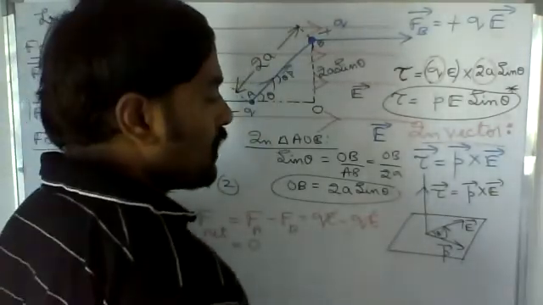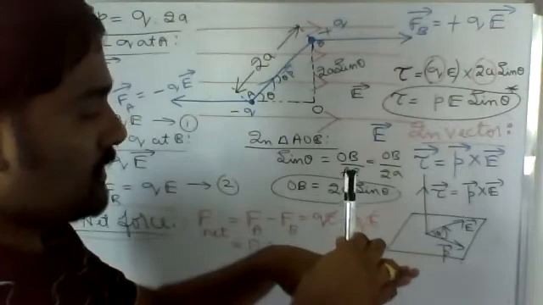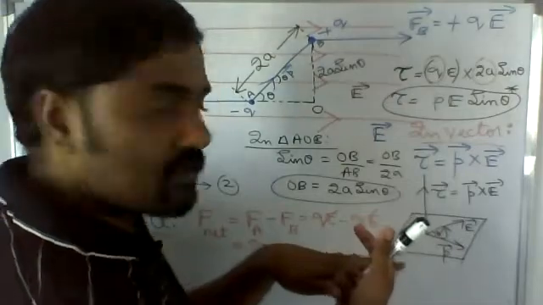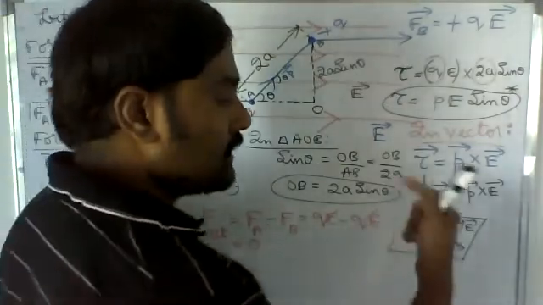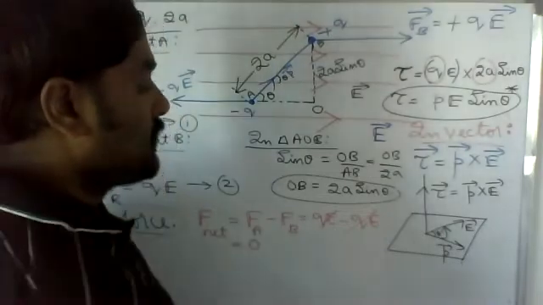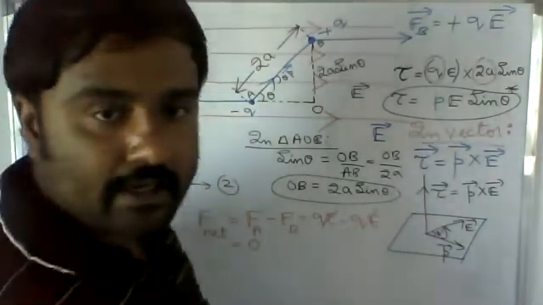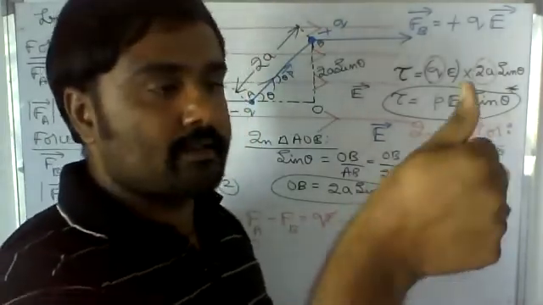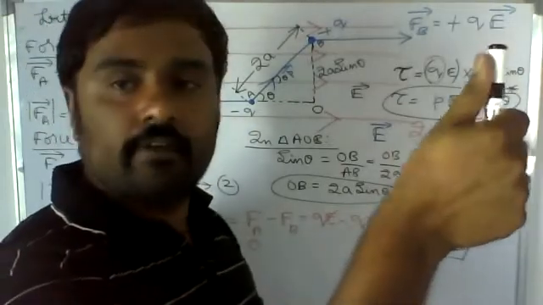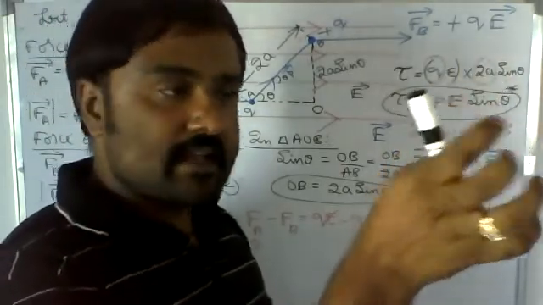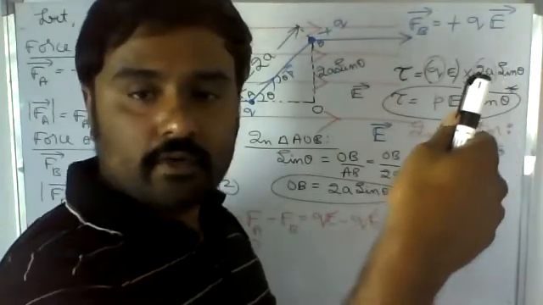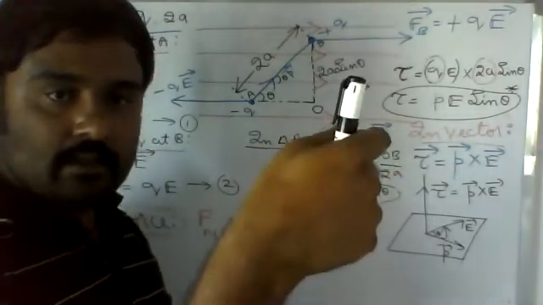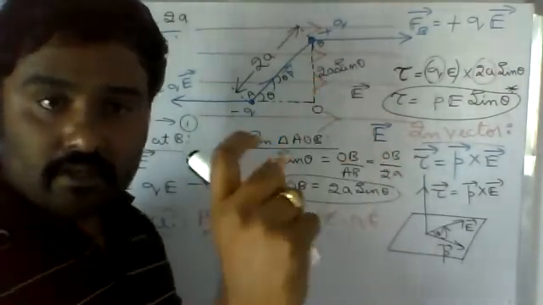The direction of torque is always perpendicular to the plane containing the two rotational vectors, P vector and E vector, right? So this can be calculated by using the right hand corkscrew rule or right hand thumb rule. The thumb points in the direction of the resultant vector, and the fingers encircle, which gives the direction of the rotational vectors.